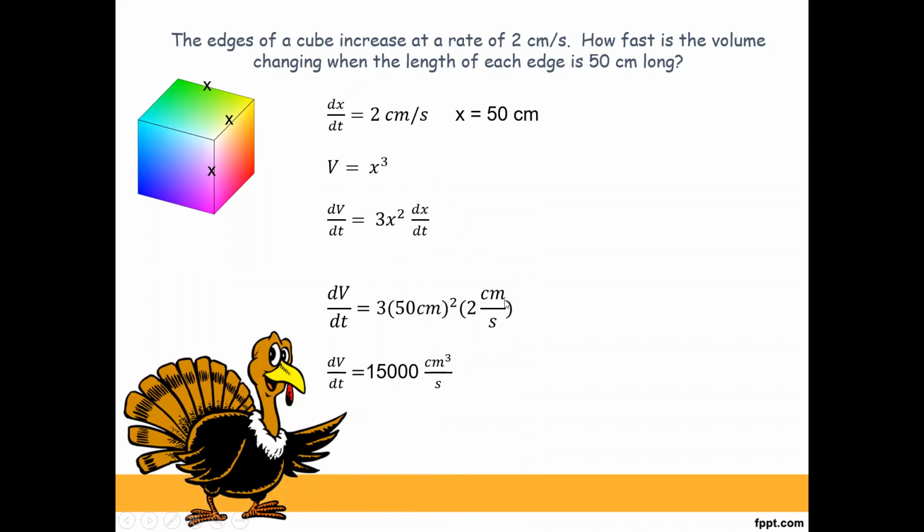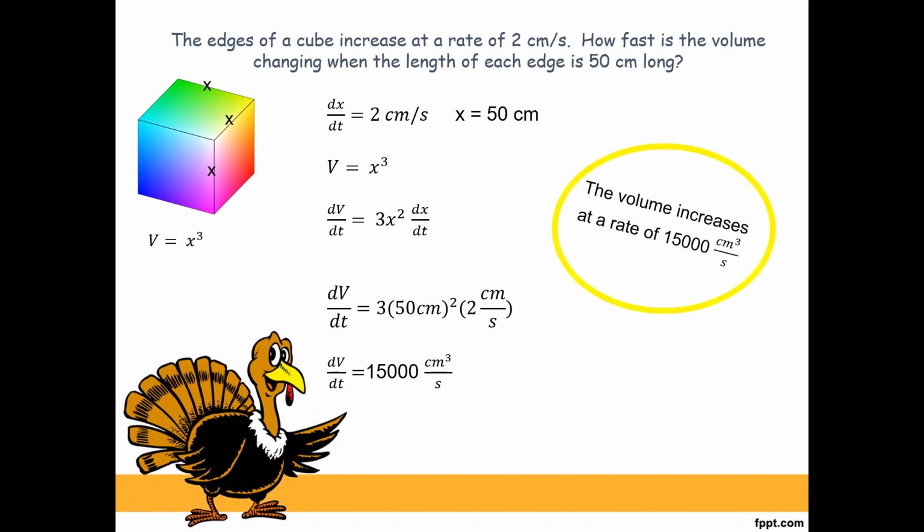Now, the reason why I want to spend some time here is for our units. Volume is in 3 dimensions. So here we have centimeters squared times centimeters would be centimeters cubed per second. So the volume's changing at a rate of 15,000 cubic centimeters per second. So the volume increases at a rate of 15,000 cubic centimeters per second. Of course, we circle it.